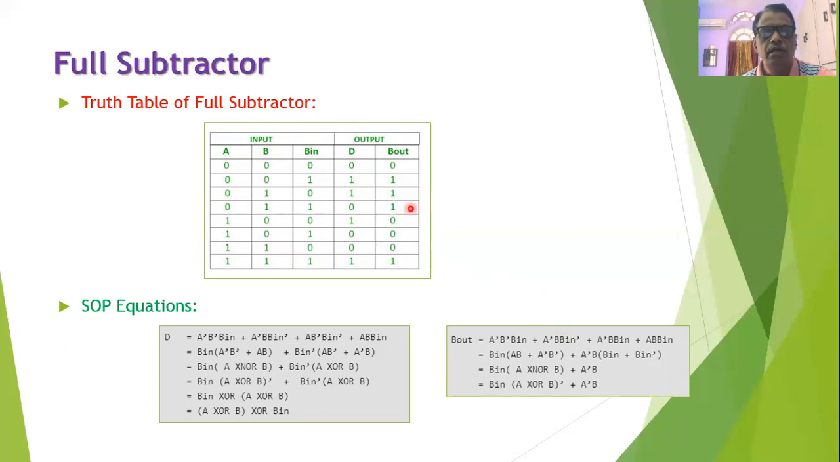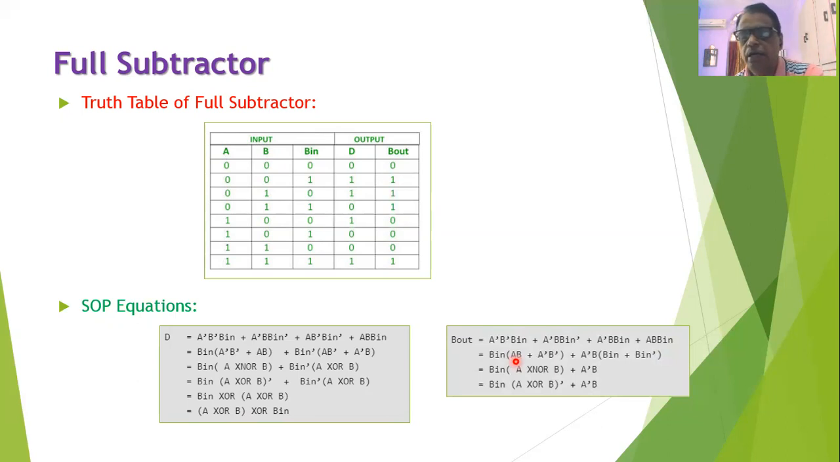In the third case, A is 0, B is 1, and borrow in is also 1. Therefore, this case can be written as A bar B into B in. And in the last case, all the three inputs are 1, and therefore this case can be written as A B into B in. Now you can easily observe that from the first term and from the last term, we can take B in common, and therefore we get inside AB plus A bar B bar.